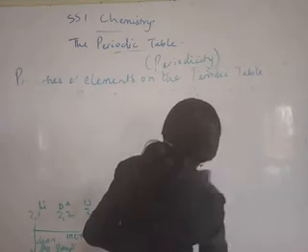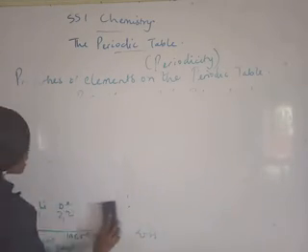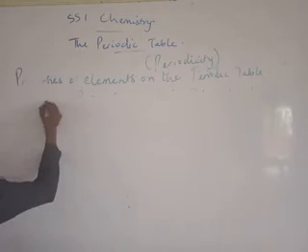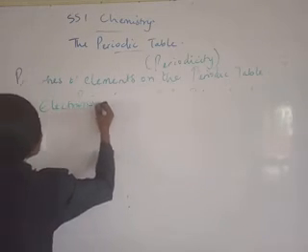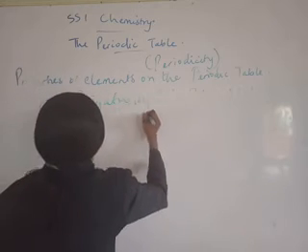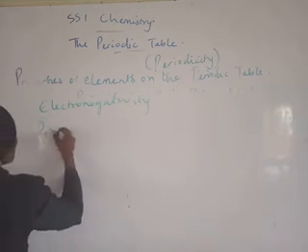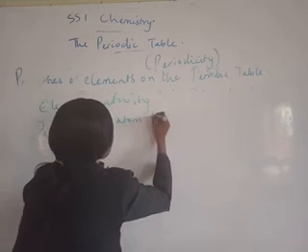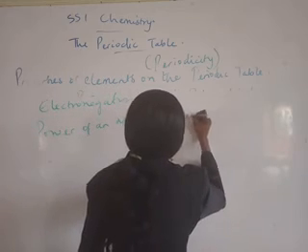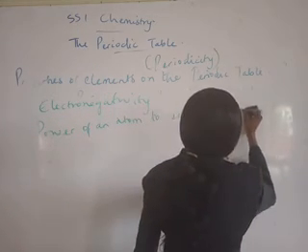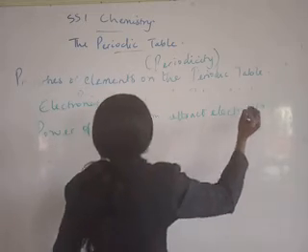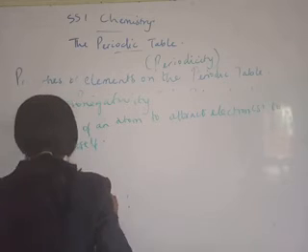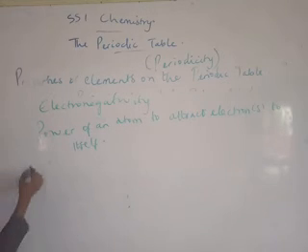Electronegativity is simply the power of an atom to attract electrons to itself. I'll still use period 2 as an example.